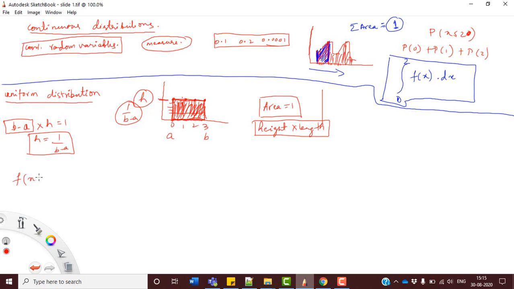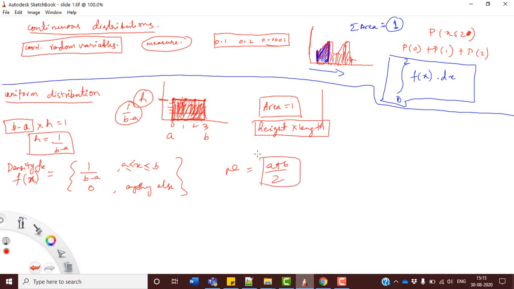Now the function of uniform distribution, the probability density function, is equal to 1 by B minus A, which is nothing but the height, if X lies between A and B, or is equal to 0 for anything else. Right? Now what is the expected value? A plus B by 2. Some middle point. Mean always means that, right? So sigma, the standard deviation, is equal to B minus A by root 12.